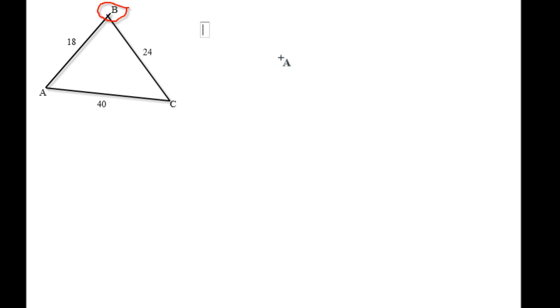So that means my theorem is going to be B squared equals A squared plus C squared minus 2 times A times C times cosine of angle B. Okay, now in this situation right here, we're going to be solving this equation for angle B. So I'm going to plug in everything.